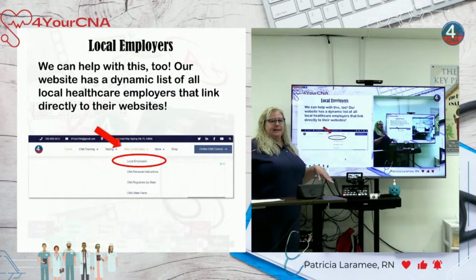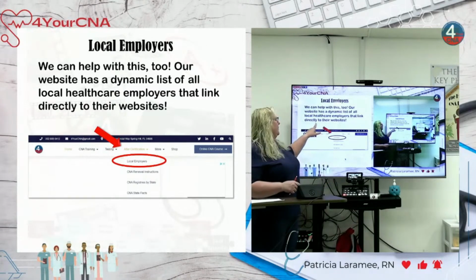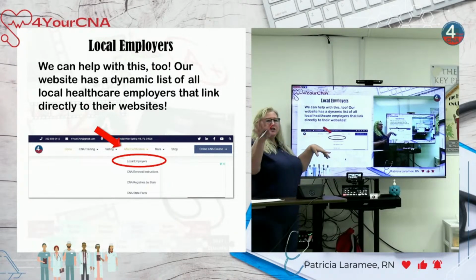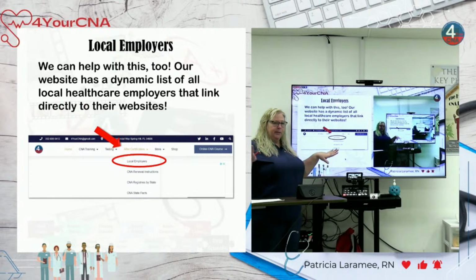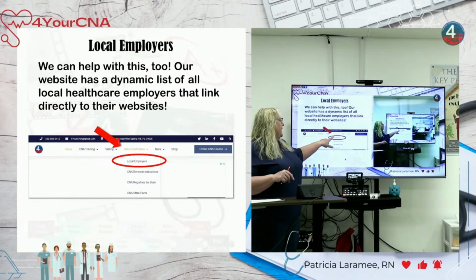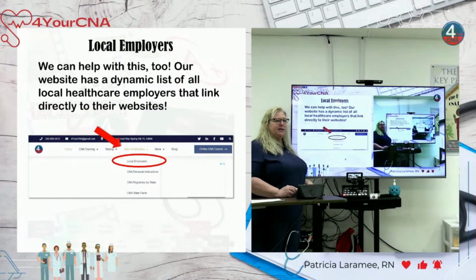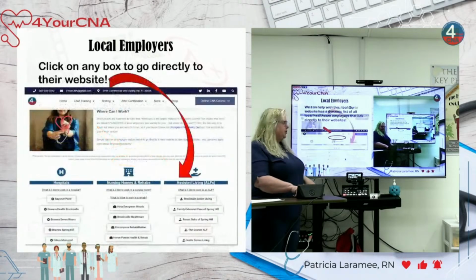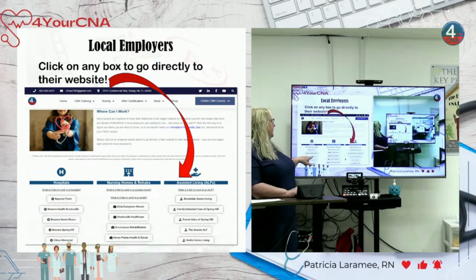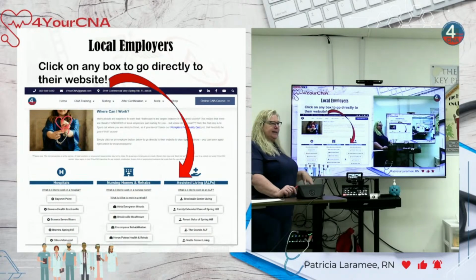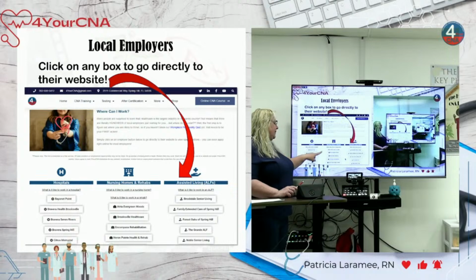And I've made this easy for you. If you go onto my website, foryourcna.com, this is just for my local people, just for my local people. If you go to foryourcna.com, under after certification, the first thing you're going to see there is local employers. When you click on that, it takes you to a page that looks like this. Again, the workplace personality quiz is linked in there for you. But I've listed all of the hospitals in our area, all of the nursing homes, all of the assisted living facilities, all of the home care companies.